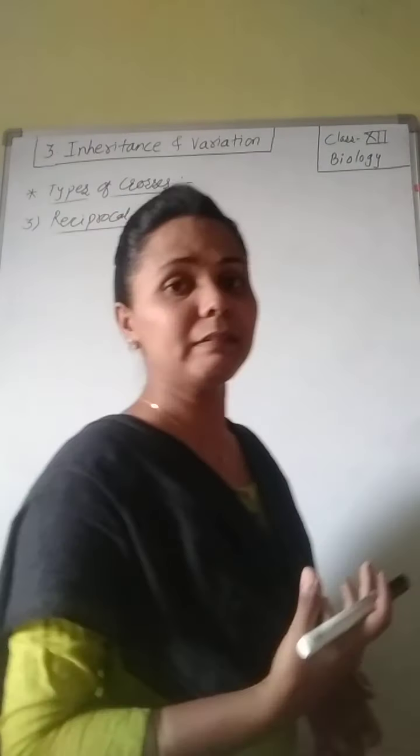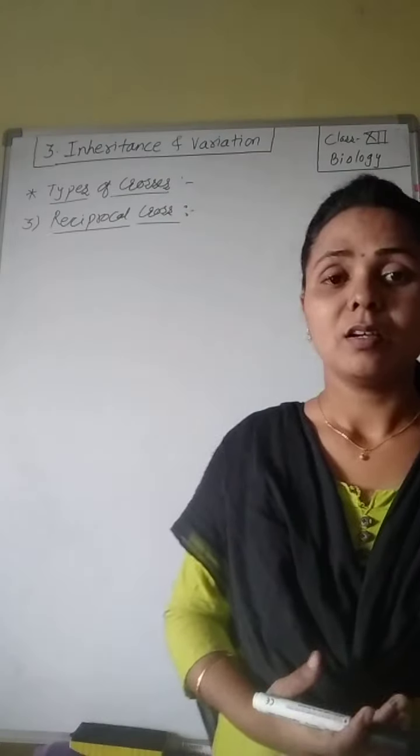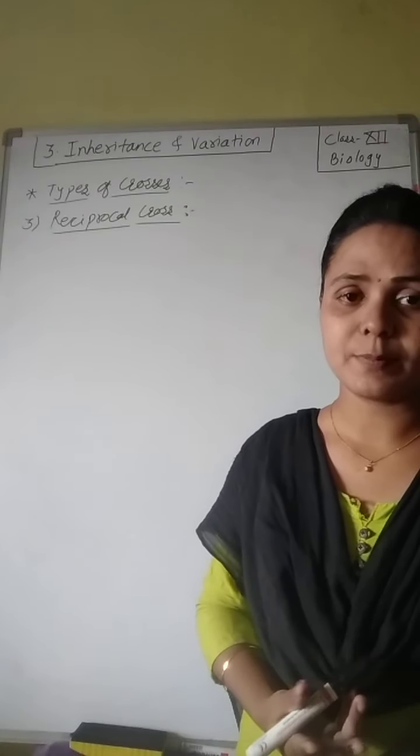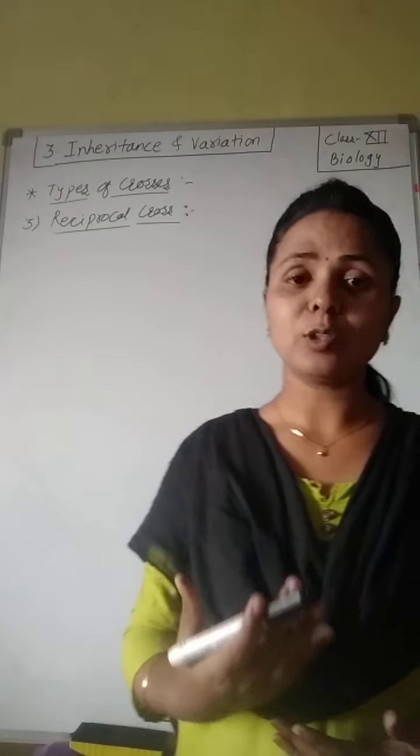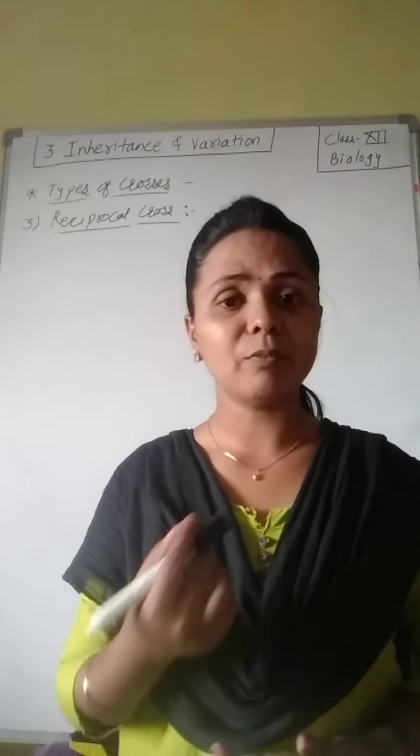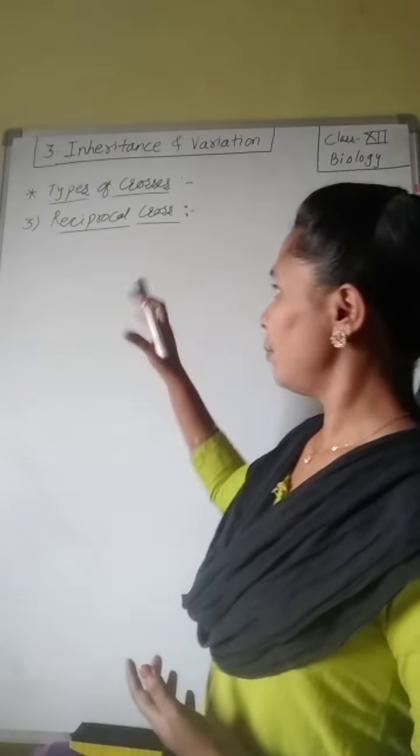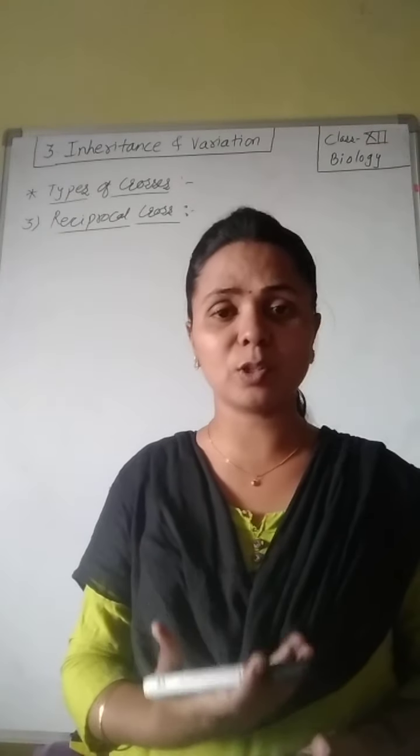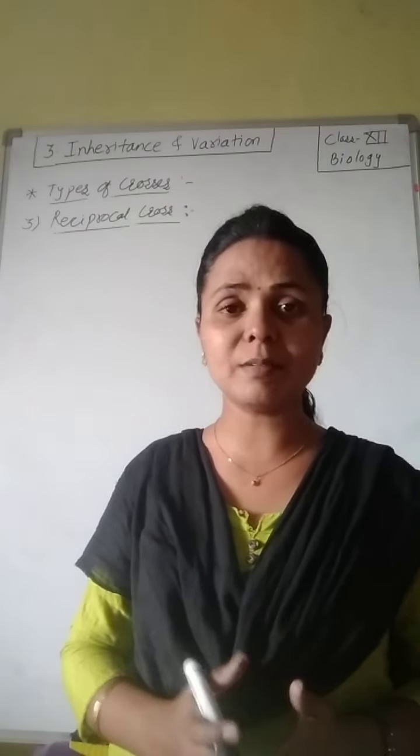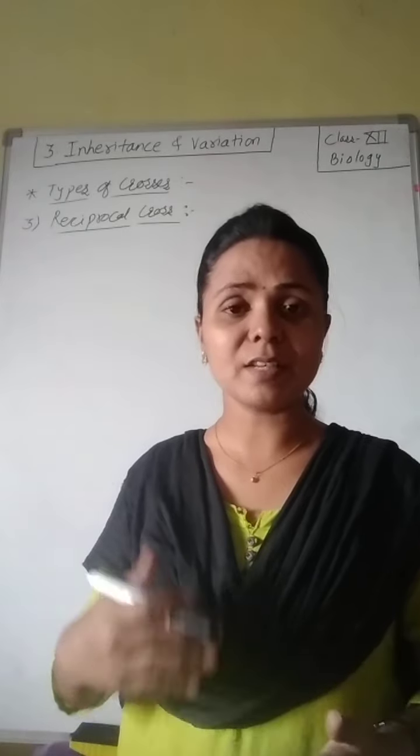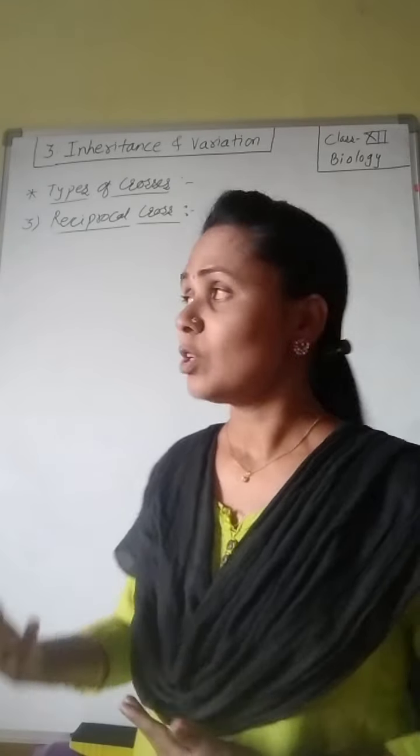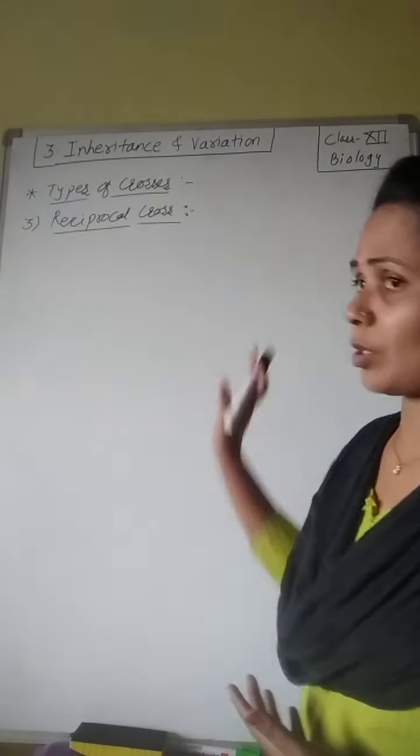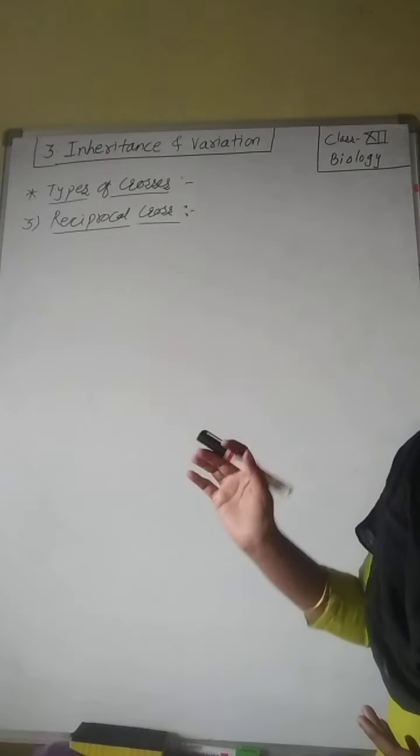So what happens in the reciprocal cross? Suppose two organisms are there. One organism behaves as a male, meaning it plays the role of a male in one cross, and the same organism plays the role of a female in the next cross. So that is the reciprocal cross. We can take one example.